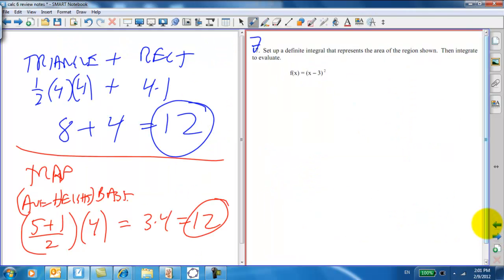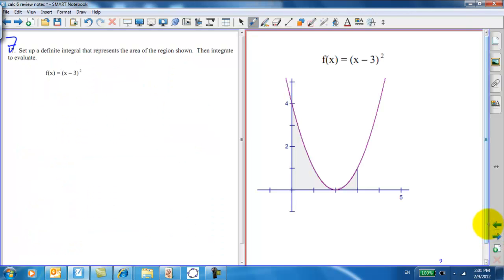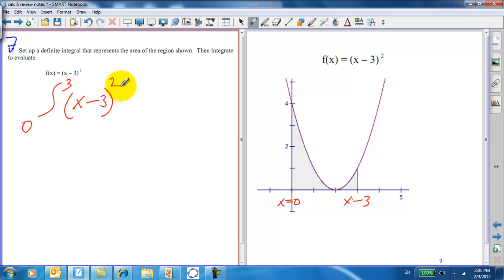Okay, 7. Set up a definite integral that represents the area of the region shown, then integrate to evaluate. So in this case, we can't use a geometric formula, but we can say we've got the integral from x equals 0 to x equals 3 of f of x, which is x minus 3 squared, dx. We expect something positive, and just as a check, you can see we've got a full 1, 2, 3, 4, 5, 6 maybe. Now I got 9 off the calculator, so I'm a little leery of that.